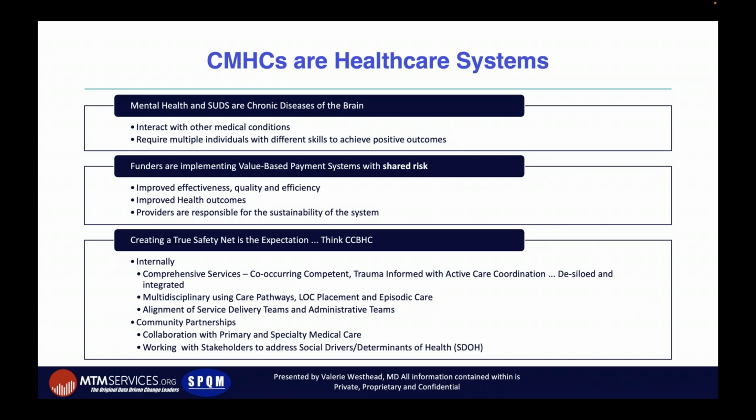So I think a very important place to start is the realization that community mental health centers, regardless of how our healthcare system, we may be standalone, we may be affiliated with an FQHC or a hospital system, but we are healthcare systems. And that is based on the understanding that mental health and substance use disorders are chronic diseases of the brain. We know that they interact with other medical conditions, often make those worse, and vice versa. And we know that in order to meet the needs of the clients that we are serving, we need multiple individuals with different skill sets and competencies to have the positive outcomes that we're looking for.